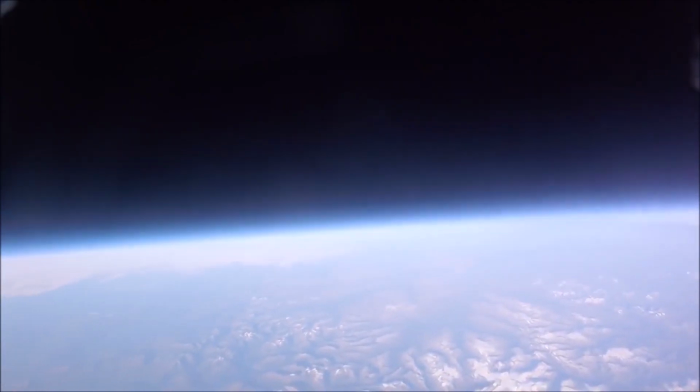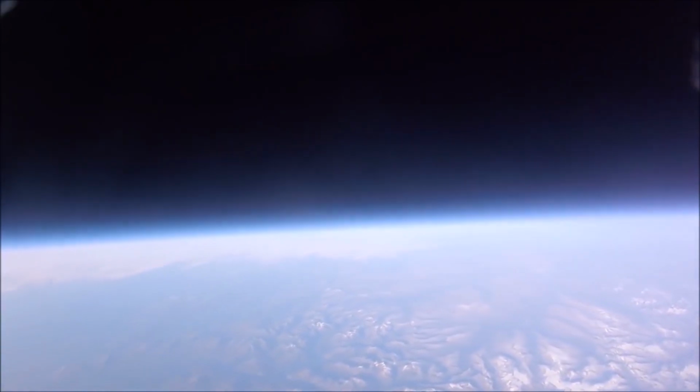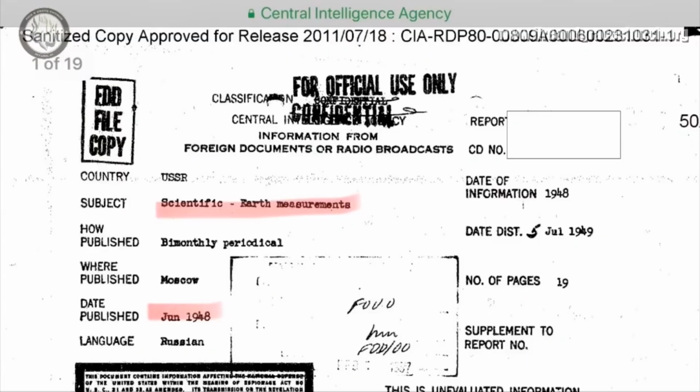The Central Intelligence Agency. Declassified document that we stole from the Russians from 1948. You noticed that. Sanitized, yes. Why would you sanitize scientific information about, look at this, scientific Earth measurements? Why would you redact anything concerning the true scientific facts of the Earth? I wanted you to see that: scientific measurements of the Earth, June 1948. It was originally in the Russian language. This is the translated version. Date distributed, July 1949. Number of pages, 19.